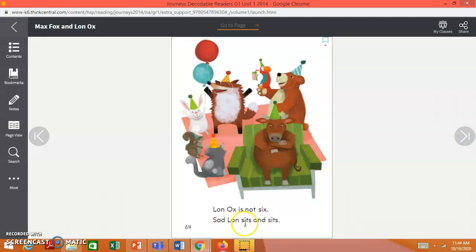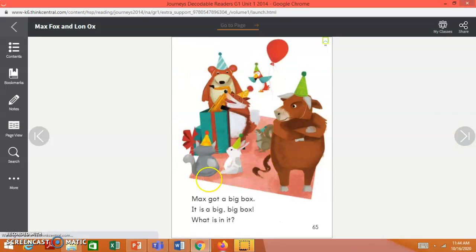Sad Lon sits and sits. Oh, he's so sad. That is sad, Lon. Max got a big box. It is a big, big box. What is in it? Sad Lon is so sad because he's not 6 and it's not his birthday.